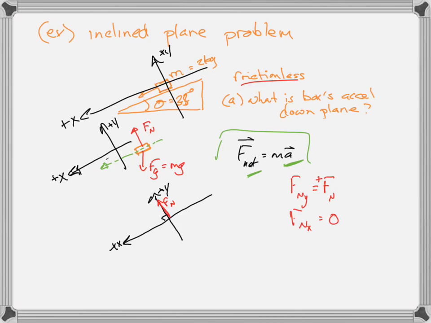Now let's look at Fg. Fg points straight down towards the ground. And so Fg has an x and a y component. We can drop a perpendicular to either axis, and we can see that Fg has an x component there and a y component there. So I can blow this up a little bit, and we've got Fgx and Fgy.